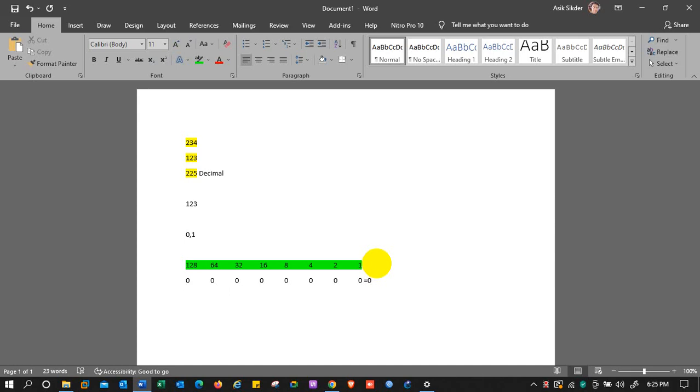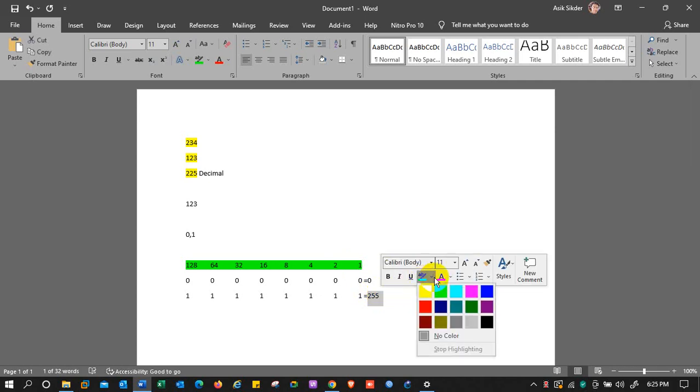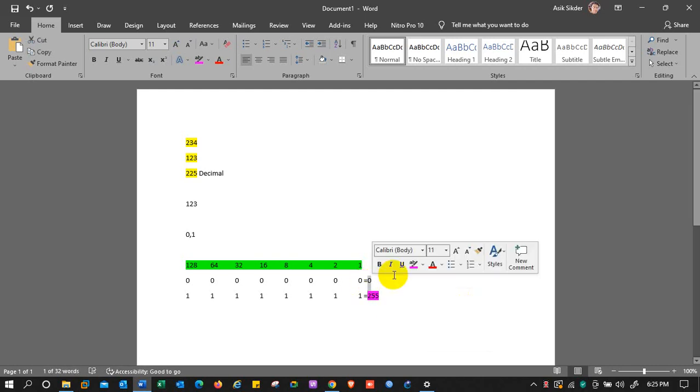And if we put 1 instead of 0 in all of these 8 digits or 8 bits, then we have to find out what it means. Let's see. Eight ones means 255. How does this result come to us? Let's see. We can highlight this one like this, and this one too.